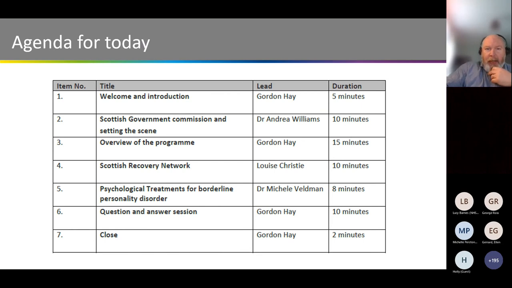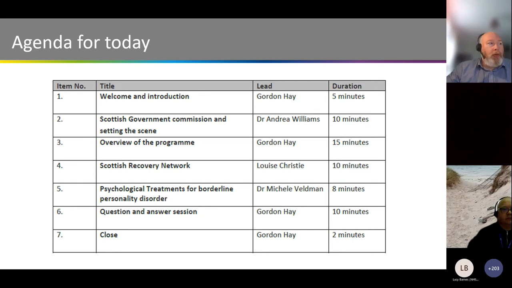So the day is going to look like this. I'm doing the welcomes and introductions. One of our clinical leads, Andrea Williams from Greater Glasgow and Clyde, will be setting the scene and talking about the journey to creating this programme. I'll give an overview of the programme. Louise Christie, a partner from Scottish Recovery Network, will talk about the very important element of work that they're conducting, working with people with lived experience as part of the programme. And our other clinical lead, Dr. Michelle Veldman, will provide a presentation looking at psychological treatments. We'll then hopefully have some time for some question and answers afterwards.